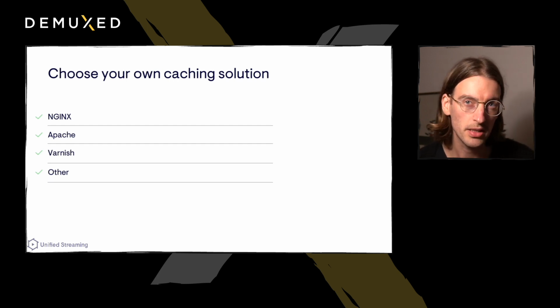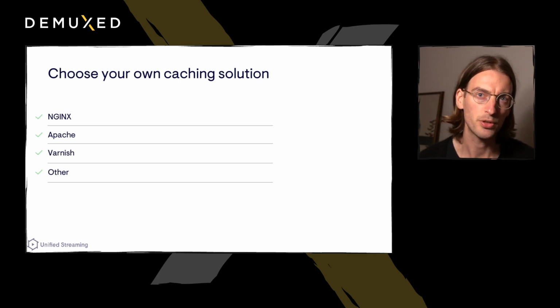Another thing to stress here is that dref MP4s are not tied to any particular caching solution. You can basically run the caching solution that best fits your needs, and of course that aligns well with your just-in-time packager of choice.